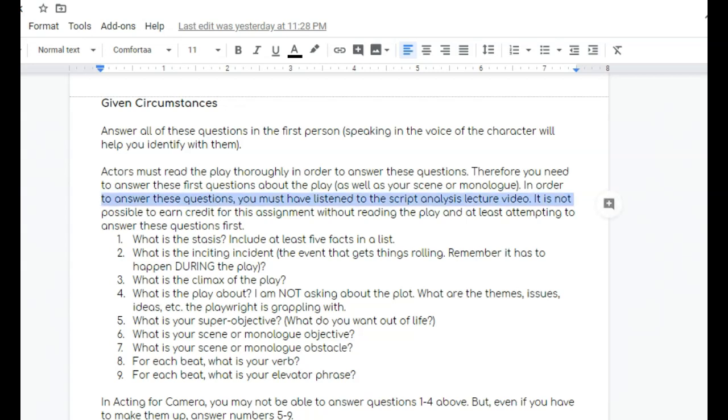In order to answer these questions, you need to listen to the script analysis lecture that I have loaded into Moodle. Hopefully, if I forgot, let me know. It's not possible. You will not earn any credit if you can't answer these questions. So, what's the stasis of the play? As you know from the lecture, that is the situation at the beginning of the play. Give me the 5 most important facts. Focus on your character. What are the 5 most important facts that make up the stasis of the play? The situation at the beginning of the play before anything happens.